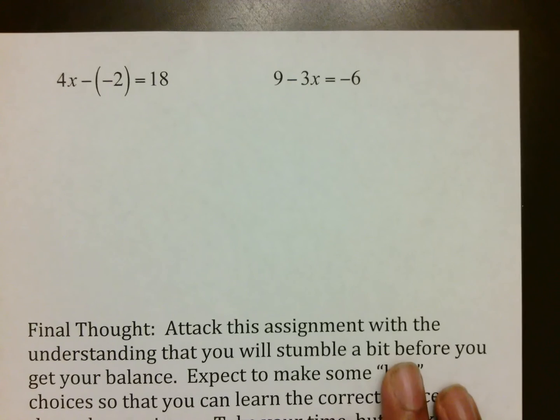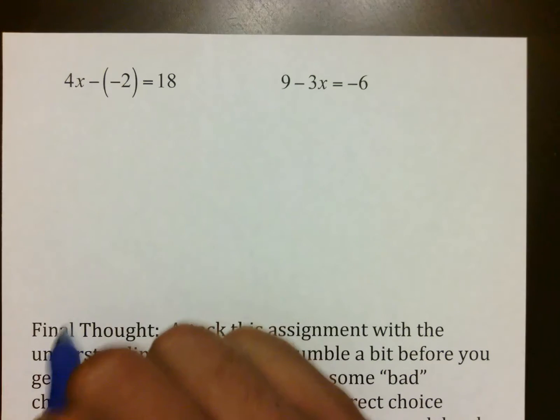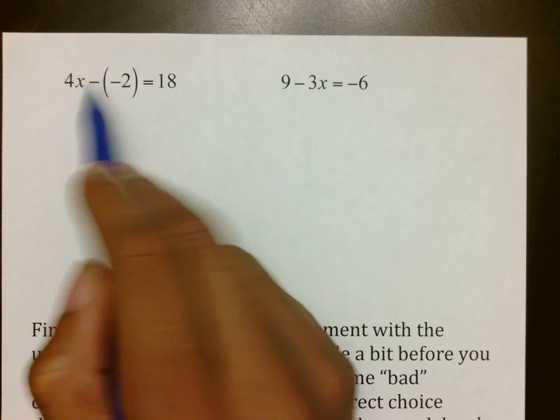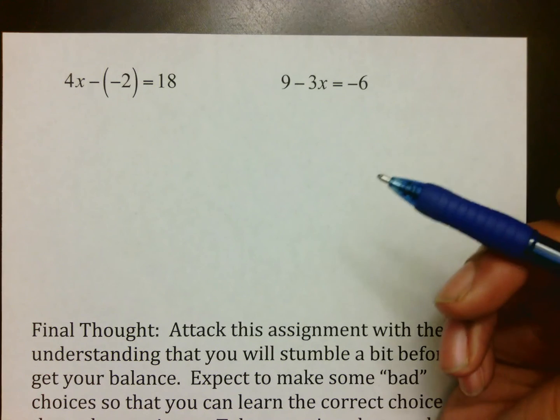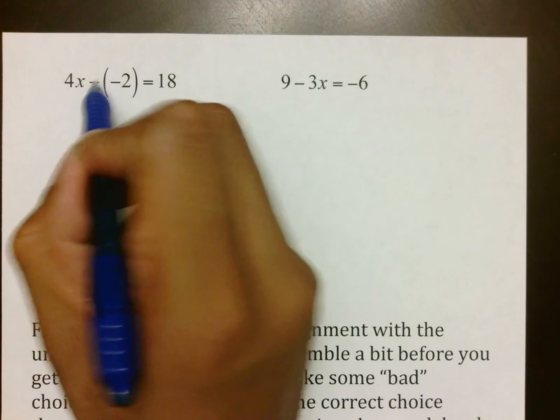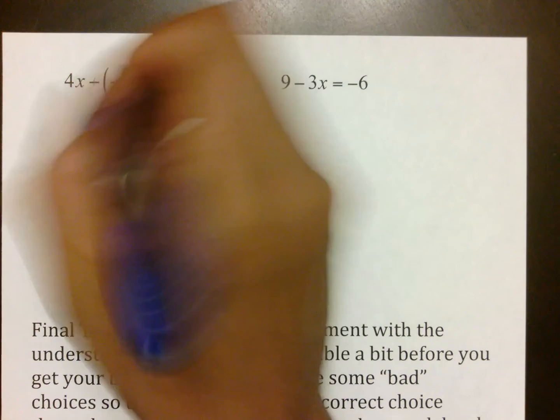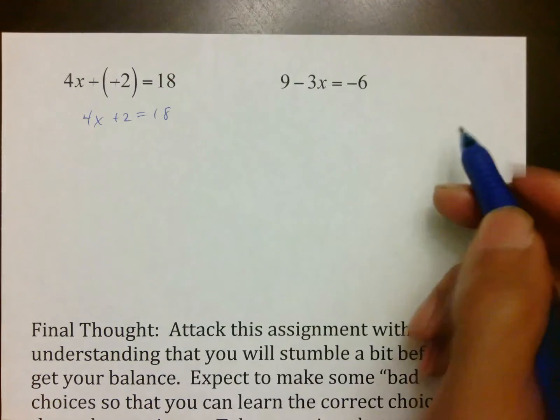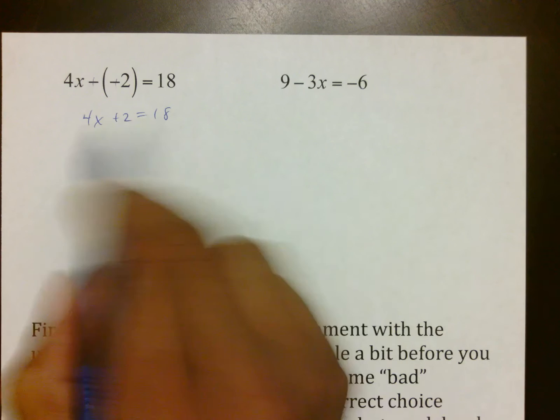Last two, again, trick questions that you got to be ready for. 4x minus negative 2. I would not try to solve this yet because it has the double negative. Now, there is a Math XL question for this, and you have to actually do it the way I'm doing it, which is this. What I taught you was anytime you see a double negative, to switch them and rewrite it, which turns this to 4x plus 2 equals 18.